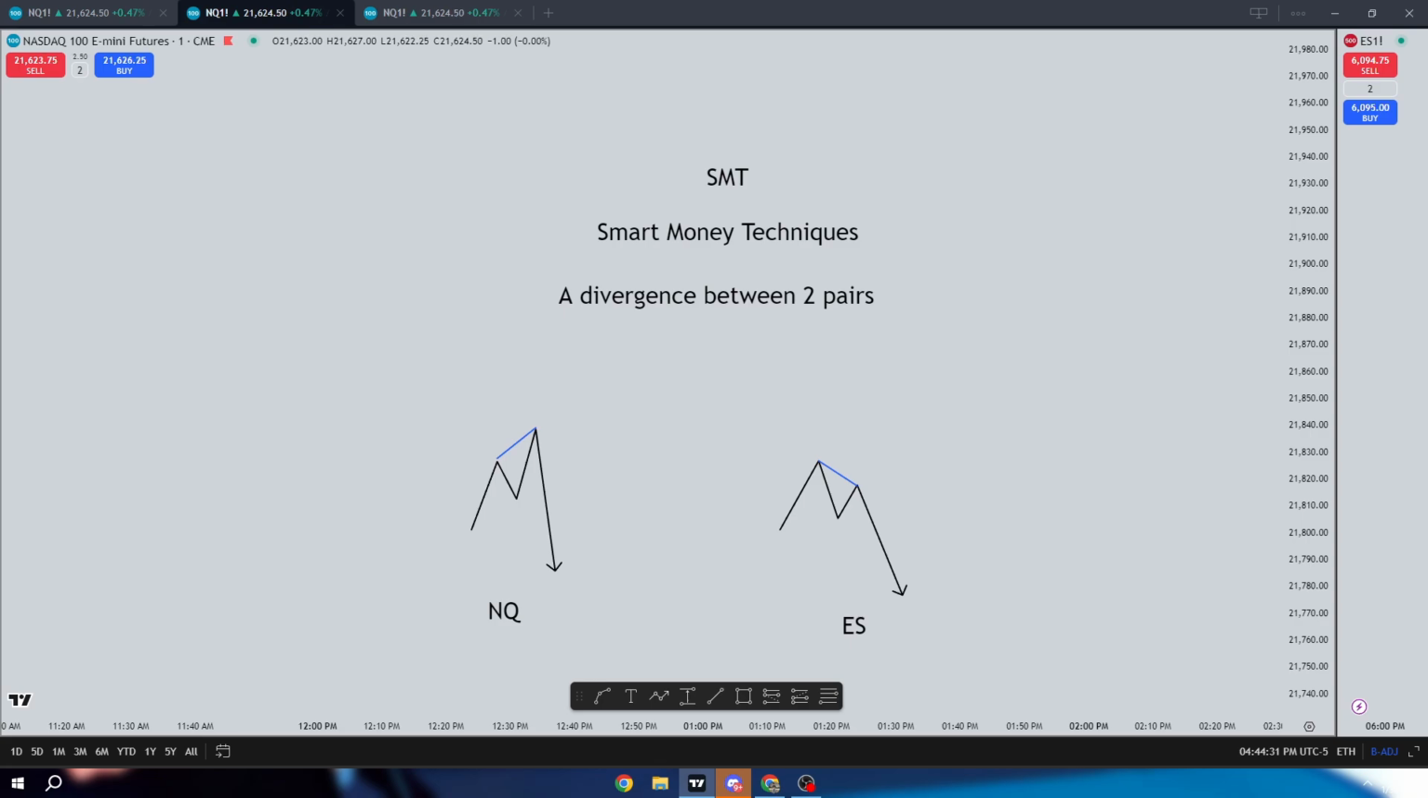First things first, SMT stands for Smart Money Techniques. It's a term you'll often hear when traders are talking about price action and market behavior. It refers to a situation where two related assets or markets are showing opposite trends. This can happen in Forex, stocks, or even between different time frames. When SMT occurs, it signals a divergence, meaning one market might be going up while the other isn't. It's kind of like an alert that tells you when to pay closer attention.